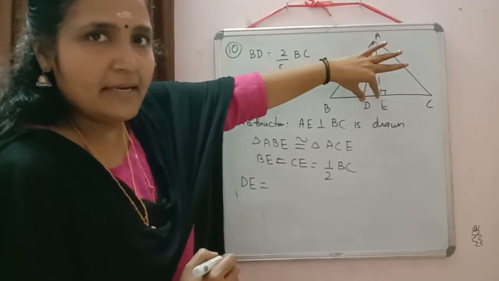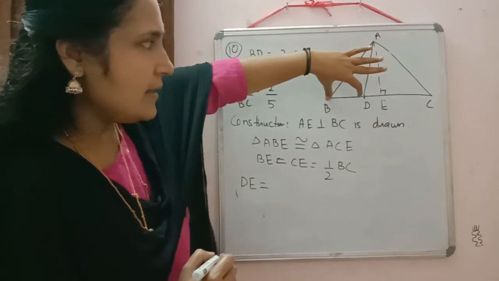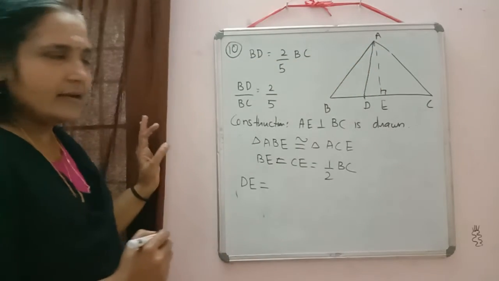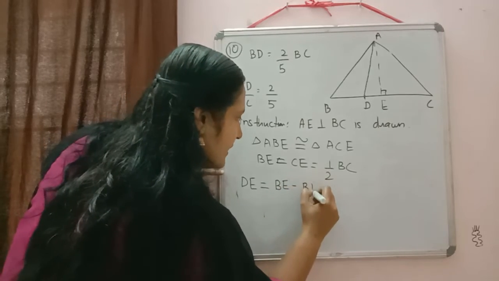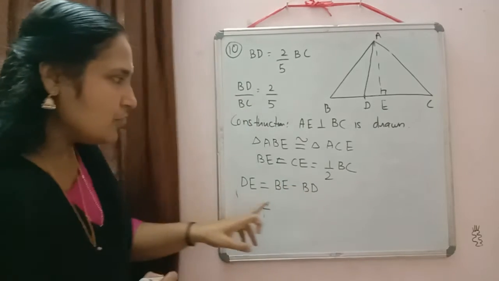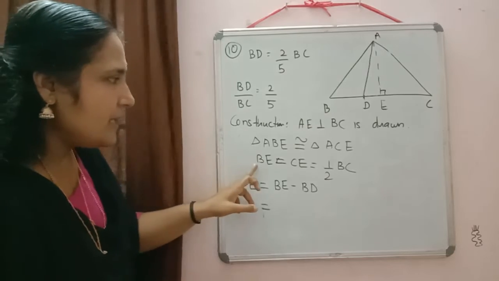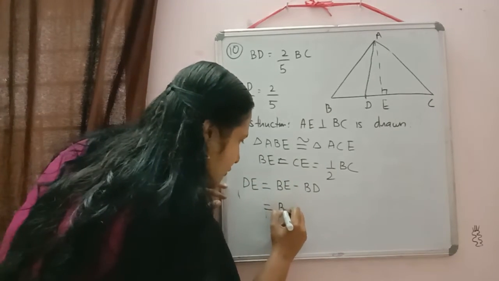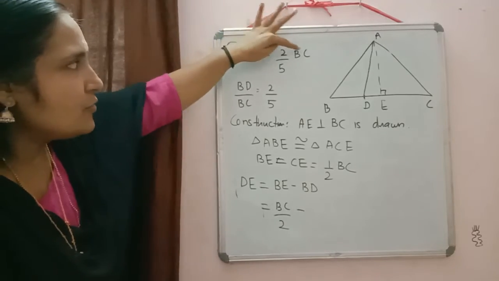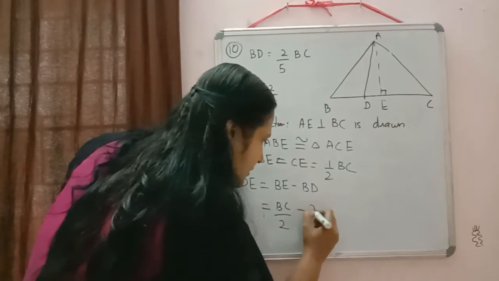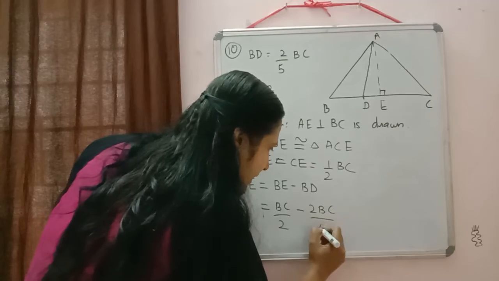DE can be written as BE minus BD. Correct? DE can be written as BE minus BD. And what is BE given? BE we wrote there BC by 2. Correct? And BD how much it is given? 2BC by 5.